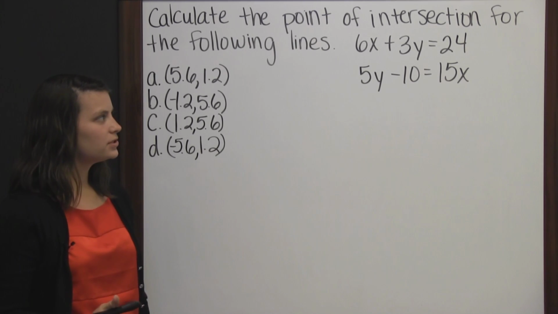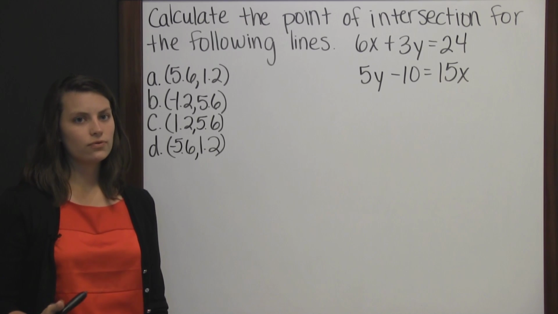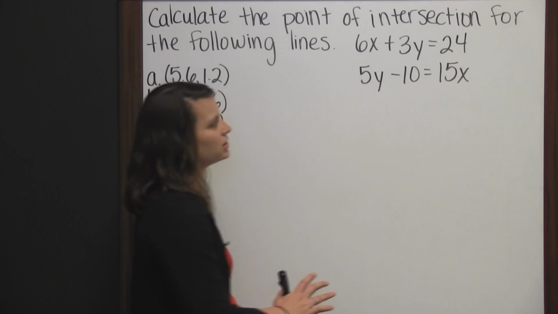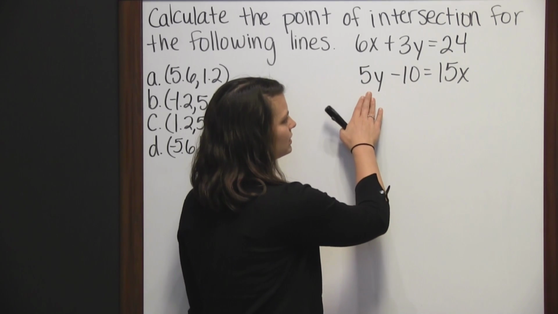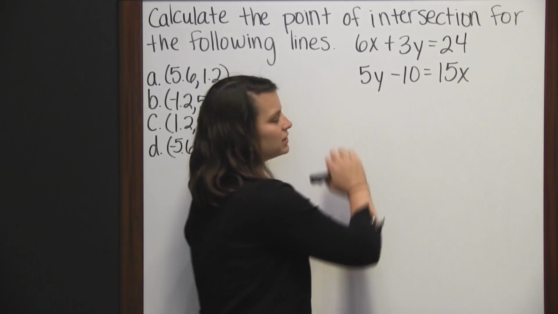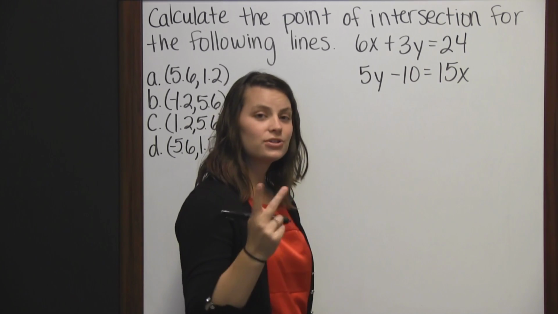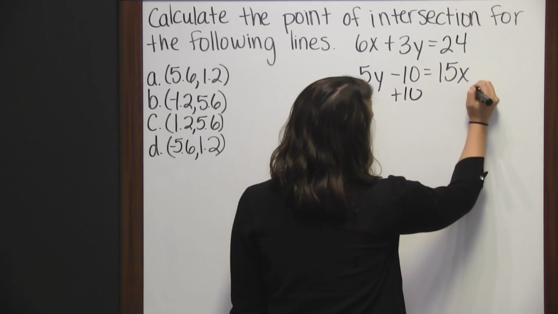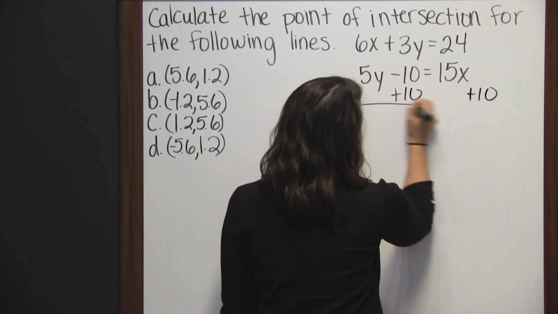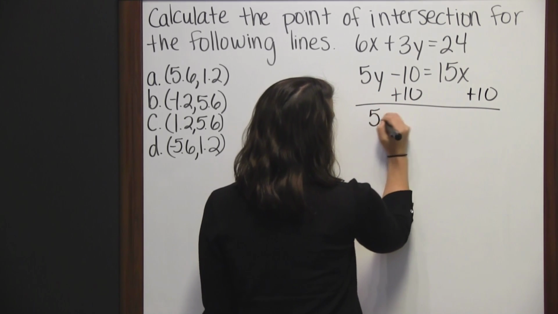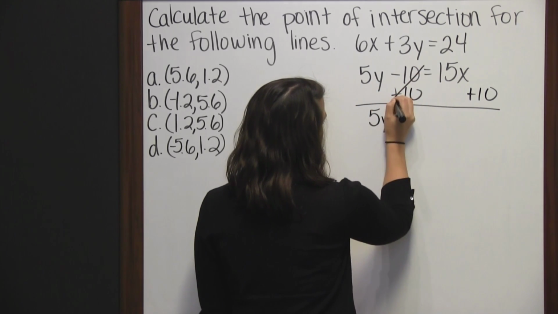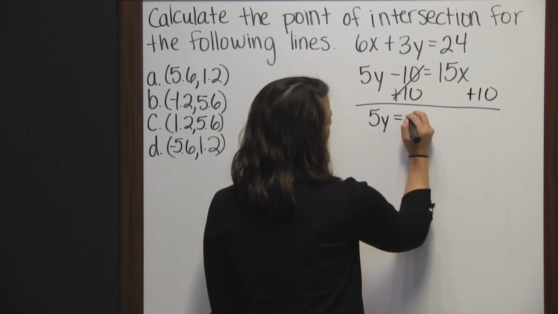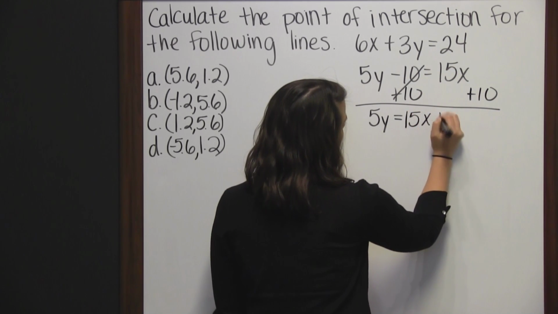And in order to substitute, I need to solve for one of my variables. Looking at my two equations, it looks like it's going to be pretty easy to get y alone in this second equation. And I'll do it in 2 steps. First, we add 10 to both sides. Bring down the 5y. Negative 10 plus 10 is 0, equals, these are not like terms, so just write them down.